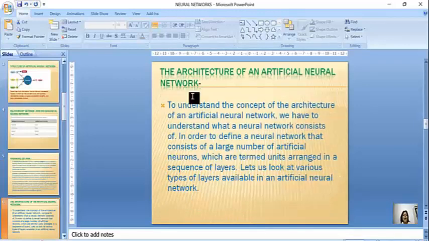Now, the architecture of the artificial neural network. To understand the concept of the architecture of an artificial neural network, we have to understand what a neural network consists of.